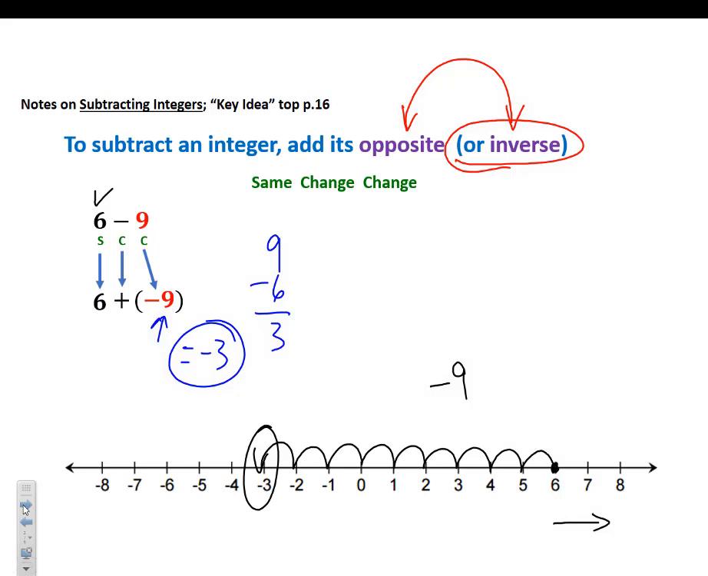When I change it to adding the -9, I'm still going to start at 6, but now I'm going to add a -9. Adding takes us to the right, but then that negative before the 9 does what? That's right, it reverses the direction on the number line. So again, we're just going to go back 9 until we get to -3. So we end up at the same spot. Ladies and gentlemen, I'm moving on to the next slide. Go ahead and write down anything you need before we move on.